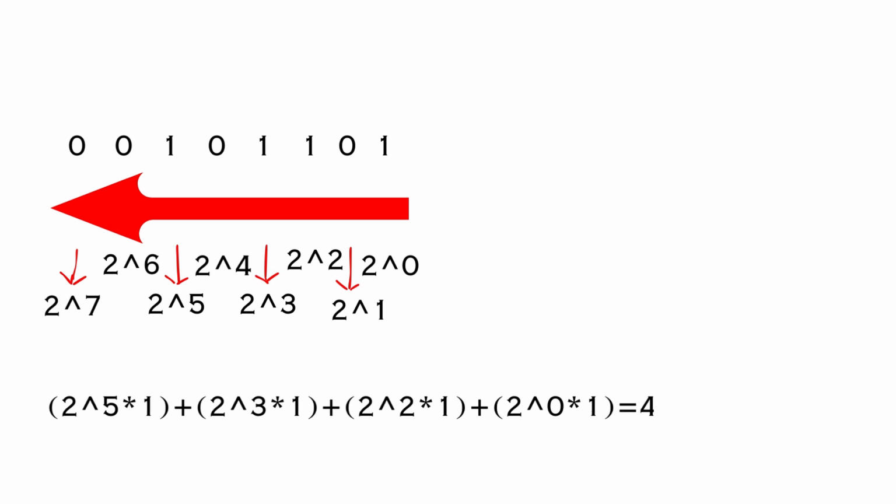That will give you 32. So you will do 32 plus 8 plus 4 plus 1. That will give you 47. So this number will be 47, only that it's written in binary code. If we had a 1 here, it would be 2 to the power of 7 times 1 plus all of this. But there's no 1, so we don't need to do it.